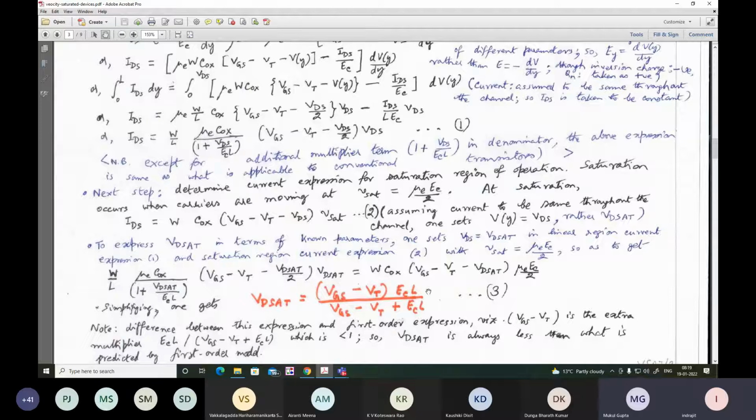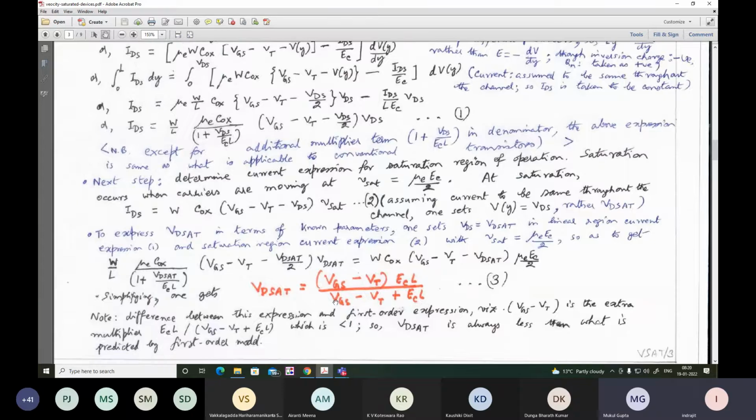So just see, again, there is a multiplying factor, namely the product of critical field and channel length, divided by VGS minus VT plus ECL. So this is obviously less than 1. That means for a short channel, scaled down device, we see that VDSAT is no longer equal to VGS minus VT, but saturation takes place earlier than what was predicted for the conventional long channel device.